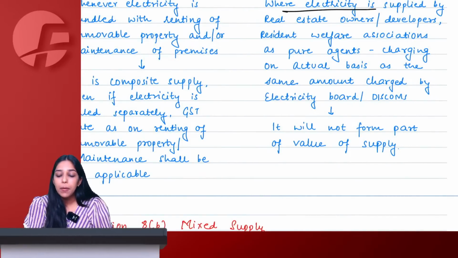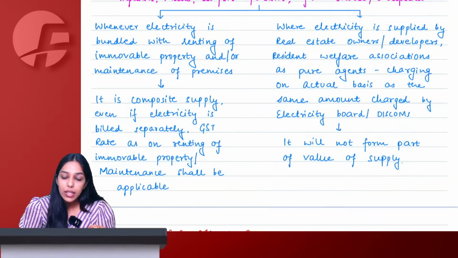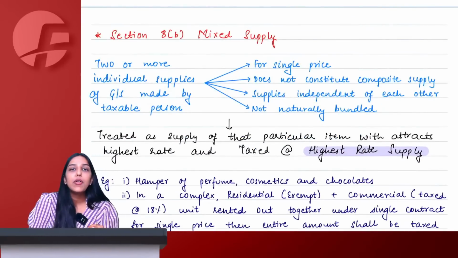If it is all clubbed together, then it becomes a composite supply, taxable at the rate of renting only. Okay, this was all about composite supply.